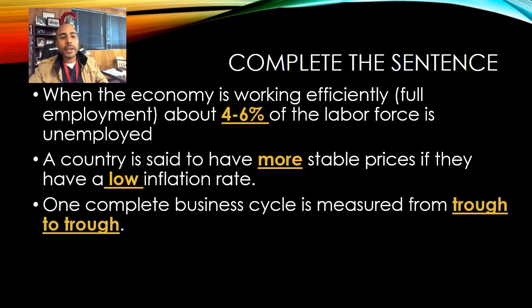Now, one complete business cycle is measured from trough to trough. Remember, from the low point to the low point. So when I look for a complete business cycle, I'm looking for like a camel hump, right? Where it goes low, high, low. That's one complete business cycle. Generally, that process takes about 5 to 7 years to play out.